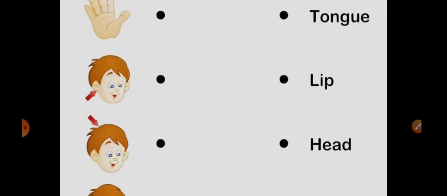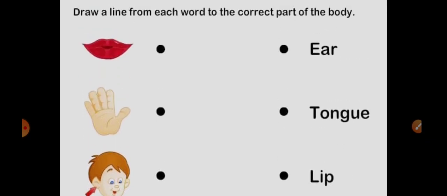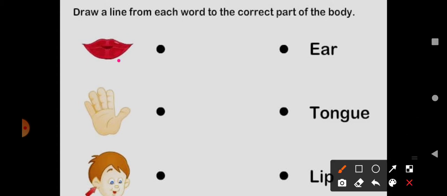Shall we do it? See what it is, draw a line from each word to the correct part of the body, okay? So here they have given pictures, and after saying what parts of the body they are, we are going to draw a line, okay. Shall we do it? So what is the first one? It is our lip, right? Lip. So where is lip? What is the spelling for lip? L-I-P, lip. See, it is here.